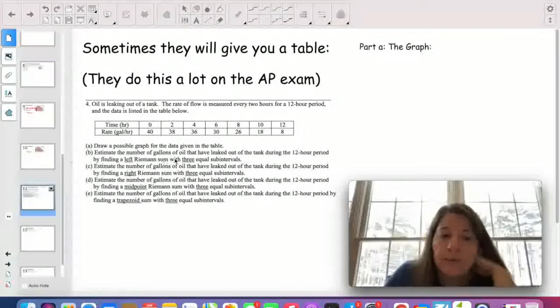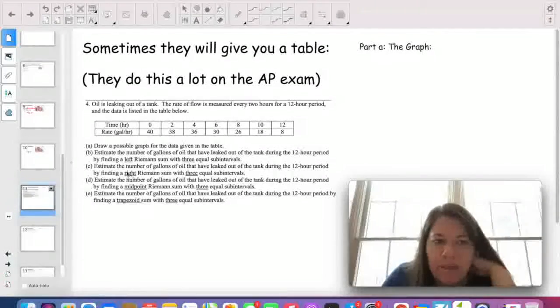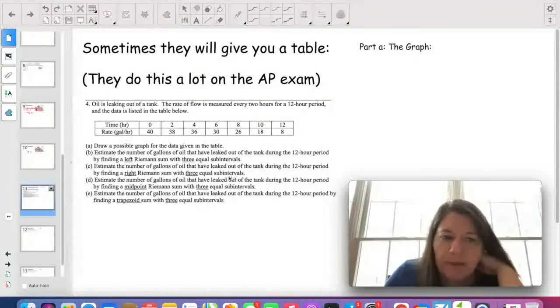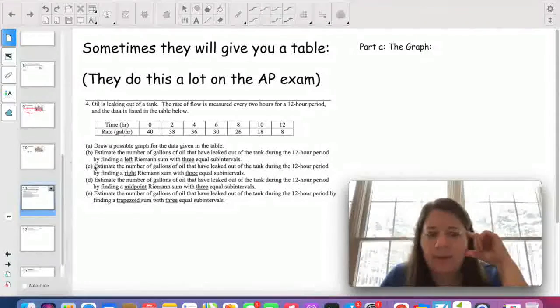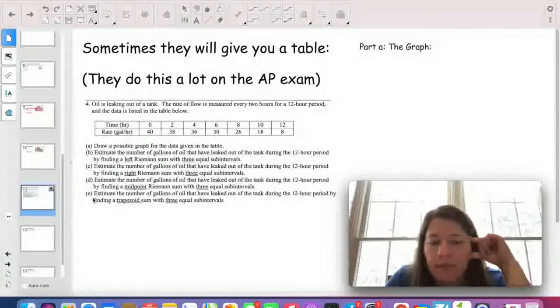B, estimate the number of gallons of oil that have leaked out of the tank during the 12-hour period by finding a left Riemann sum with 3 equal subintervals. C, estimate the number of gallons of oil that have leaked out of the tank during the 12-hour period by finding a right Riemann sum with 3 equal subintervals. So we're going to do A, draw the graph, and B and C, the left and right Riemann sums. Part D we will do in the next video when we're dealing with the midpoint Riemann sum, and part E we will do in the video after that, where we're dealing with the trapezoid rule.